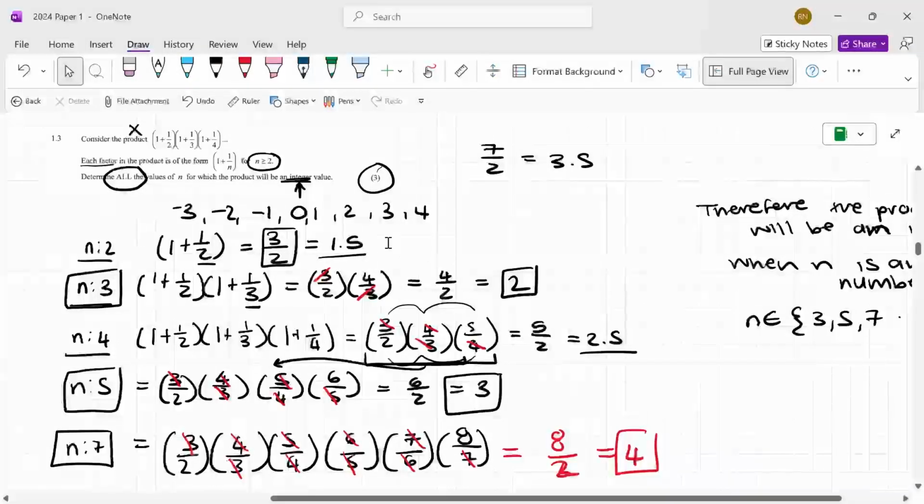They want you to see that as the n values change, you get different values when you multiply all the brackets together. They just want you to realize that when n is an odd number, so when n equals 3, you're going to get a whole number. But when n equals 4 or an even number, you're going to get a decimal. That's basically what they want you to understand. Okay.